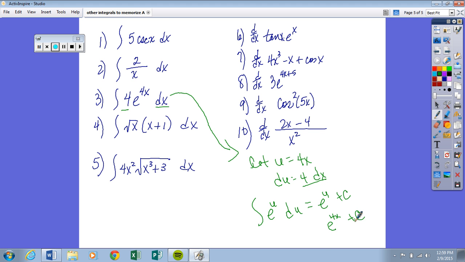And if you want to check yourself, remember you should be able to take the derivative of this, and it's going to equal what you started with, right? So if you chain rule that, it definitely works out, okay?